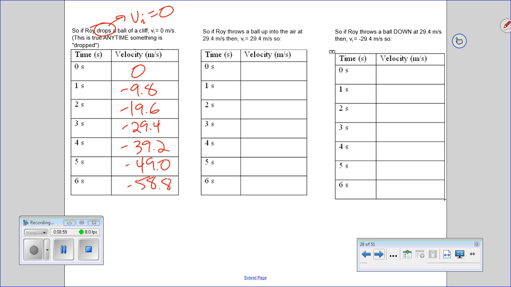All right, so there's your velocities in meters per second. So that is what will happen if you drop an object.